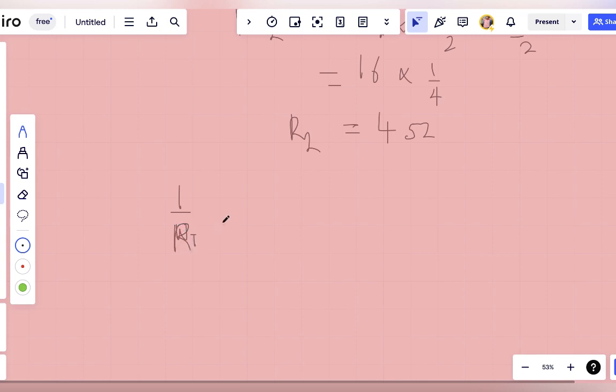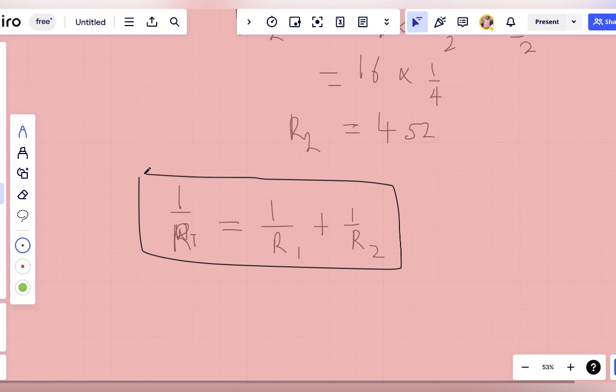1 over R total is equal to 1 over R1 plus 1 over R2. This is the formula for parallel connection. When resistances are connected in parallel, this is how we find their effective resistance. Effective resistance means the total resistance. When they use the word effective, they're talking about the total resistance. So this is the formula for calculating the effective or total resistance.